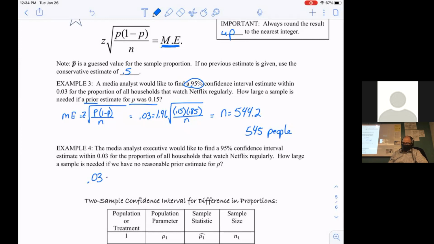The only difference is we still want 0.03 for my margin of error, and I want 1.96 as my critical value, but I was given no reasonable prior estimate. So that means we're going to go with 0.5 and 0.5. The only thing different about this problem is we change my value of p, and we're going to see what the impact is on the sample size needed. If we do the algebra, this turns out to be 1067.1, so that means that we need 1068 people.